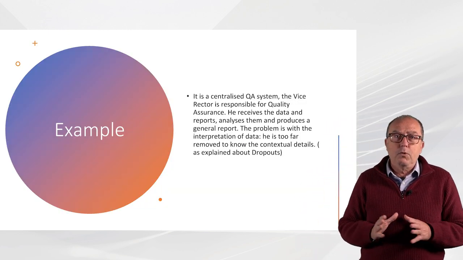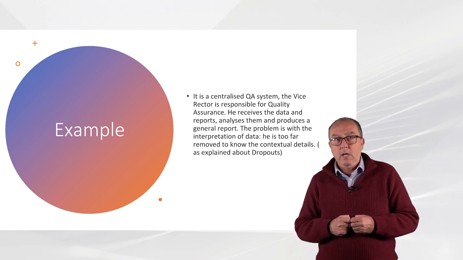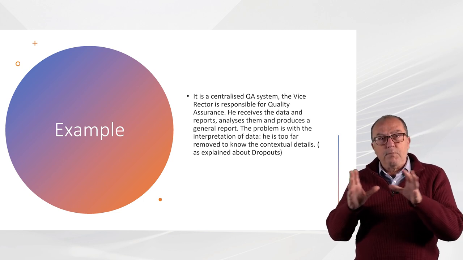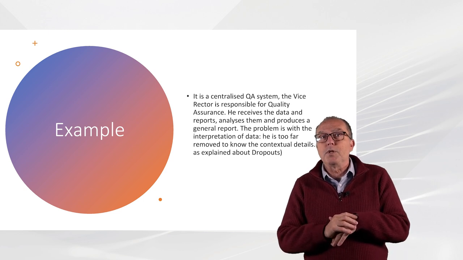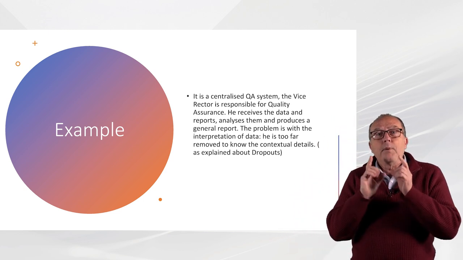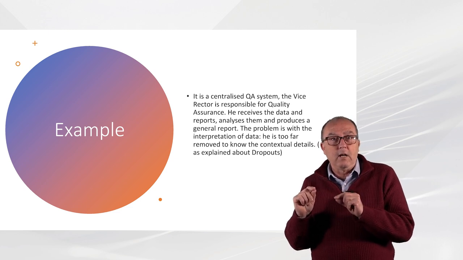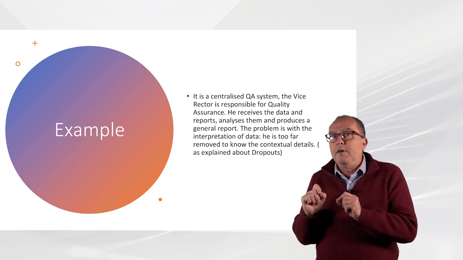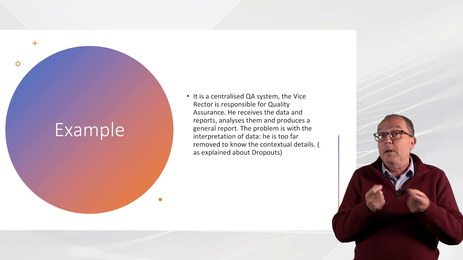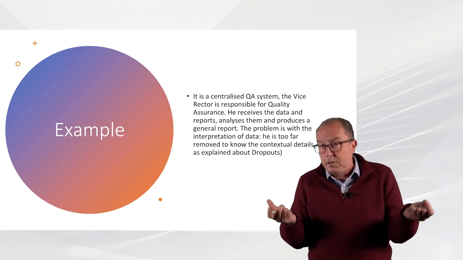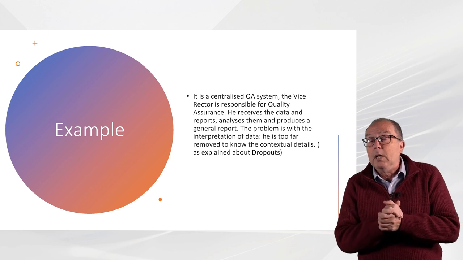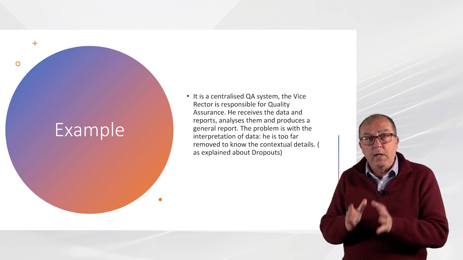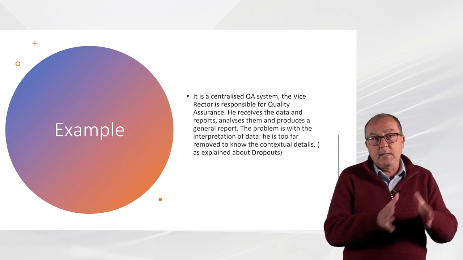Let us say the institution has a centralized quality assurance system and the vice rector is responsible for quality assurance. He receives the data and reports, analyzes them, and produces a general report himself. The problem can be with the interpretation of data by himself, because he would be too far removed to know the contextual details. For example, he doesn't know the difference between dropouts and non-starters, just to give an exaggerated example. But this could be one case where we need to be sure that the feedback is being understood and interpreted properly for the best action to follow.